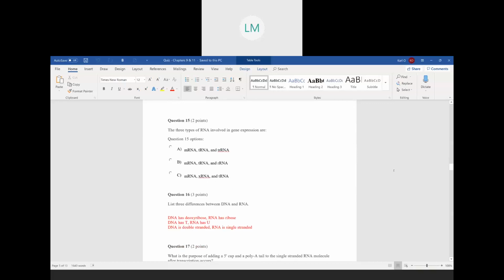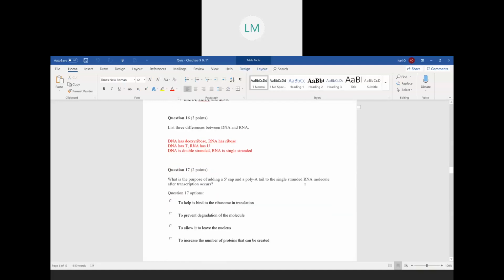Question 15, three types of RNA that are involved in gene expression. So all of these have mRNA. That's the one that is transcribed from the DNA in transcription. Then we have tRNA in these two and xRNA in that one. xRNA is not a real thing. tRNA is the next one that we have. That is the RNA that brings the amino acids over to the ribosomes during translation. And then the last one that we have is rRNA. That is the RNA that is in the ribosomes. So B here is the correct answer.